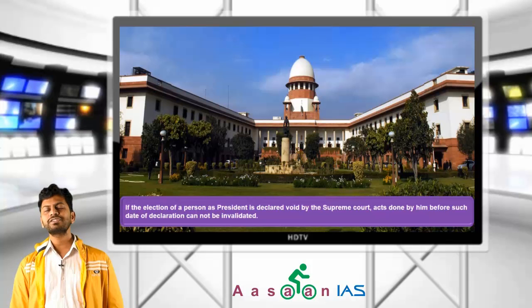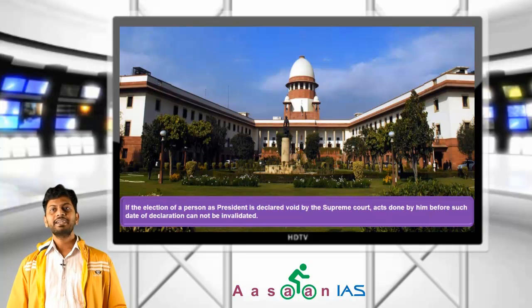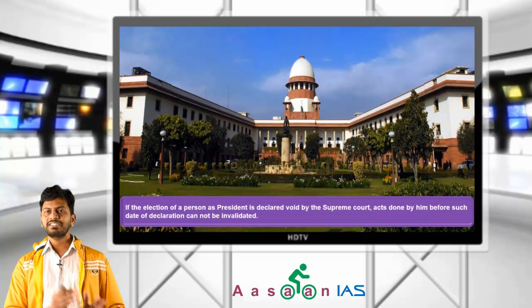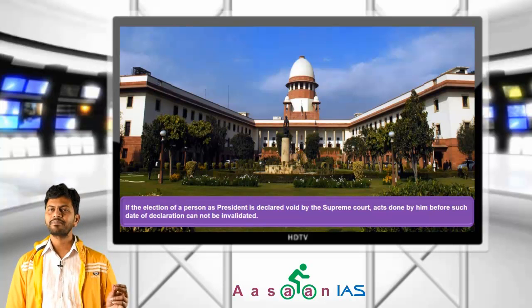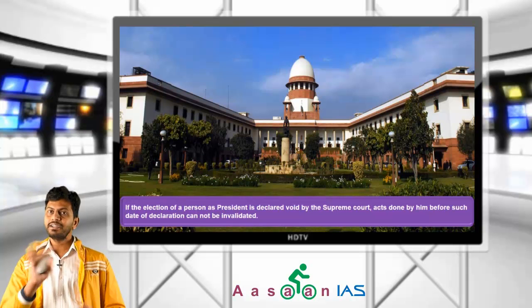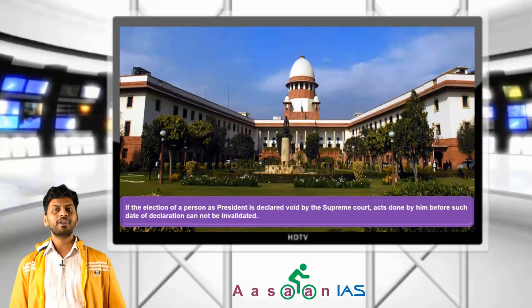Are you getting this point also? So all disputes are going to be handled by the Supreme Court, whose decision is final. Second, it cannot be questioned or challenged on the ground that the electoral college was incomplete. Third, if the election is declared void, still the acts done by that person before such date of declaration as void cannot be invalidated. Hope you understand all these things.